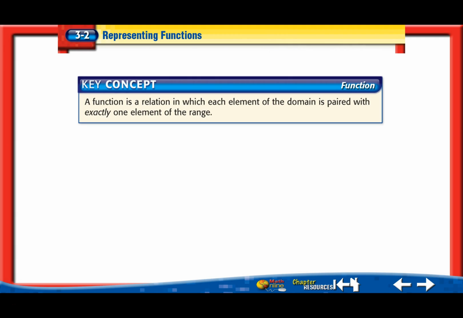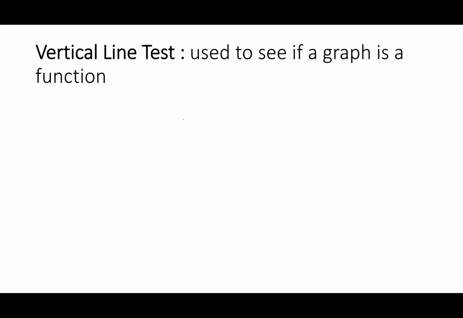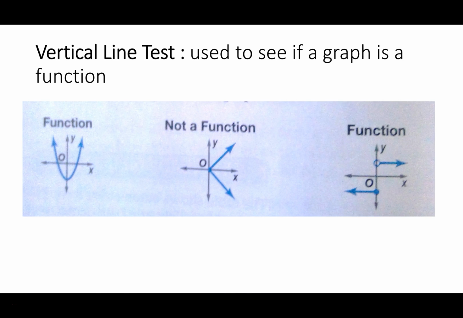So key concept: a function is a relation in which each element of the domain is paired with exactly one element of the range. I think I just said that. Moving on. The vertical line test is used to see if a graph is a function. I still think this is the easiest way to tell. It is like, when in doubt, graph it and do the vertical line test. And most people just take a pencil and go over the top of it here.